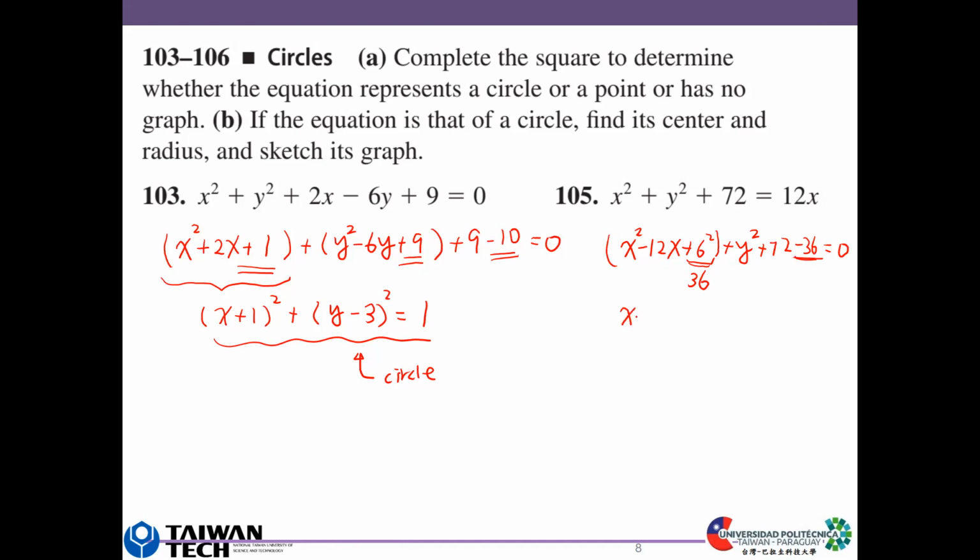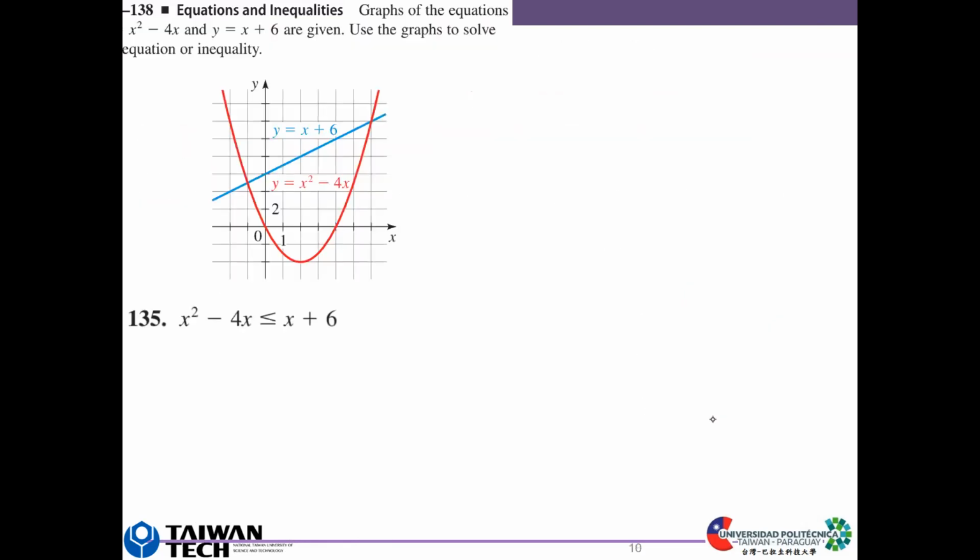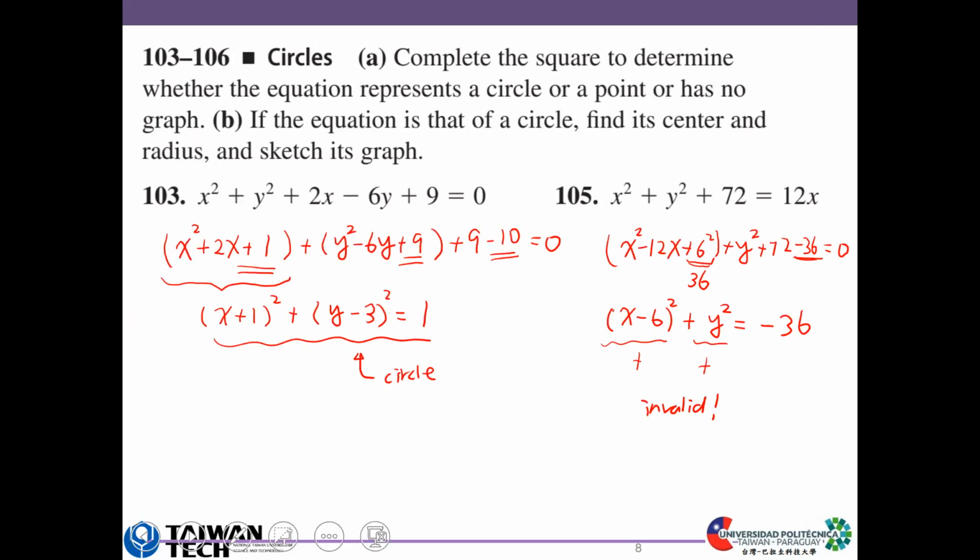So we have x minus 6 squared plus y squared plus 72 minus 36 equals 0. And then we could move 36 to the other side of the equation, which equals minus 36. Since x minus 6 squared is a positive number, y squared would also be a positive number, and it's impossible for the summation of them to be negative. So this is invalid. Hence this is no graph.